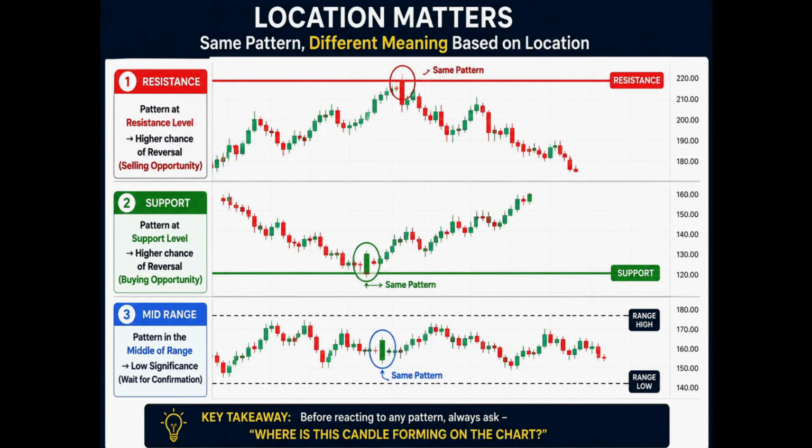Now time to address the next question, where is the candle forming? To put it in simple words, the location matters. A pattern forming near an important support or resistance level can carry more significance than the same pattern appearing randomly in the middle of a price range. Instead of focusing only on the candle, ask yourself, where is this candle forming on the chart?